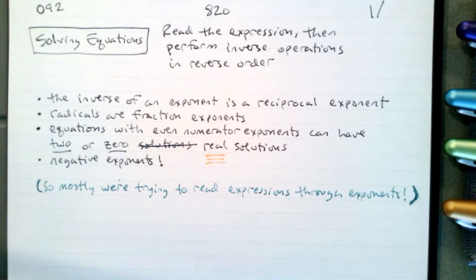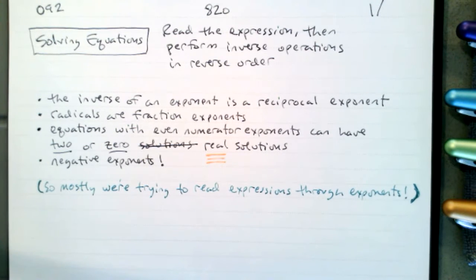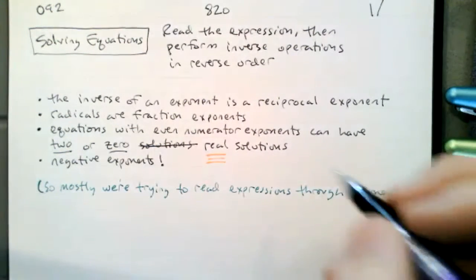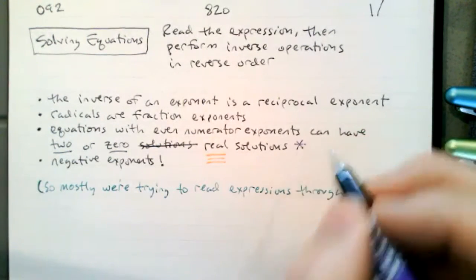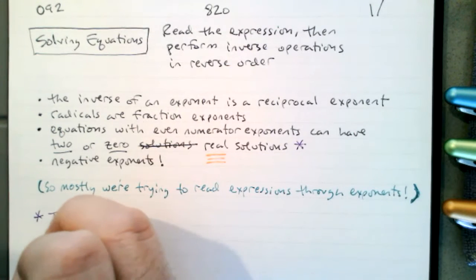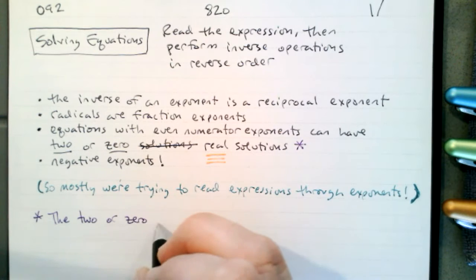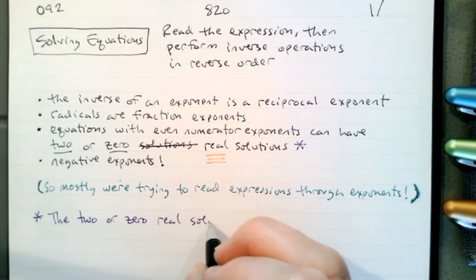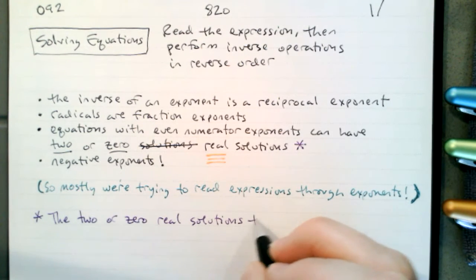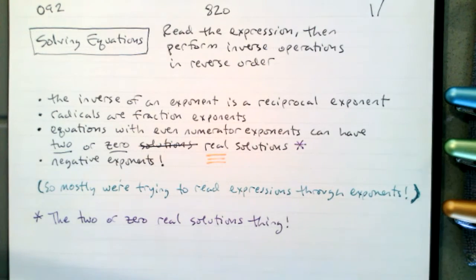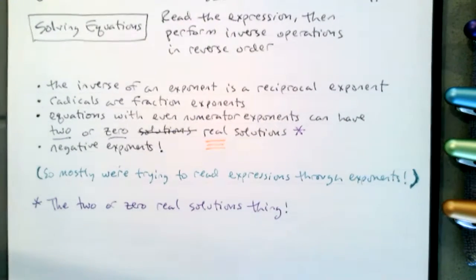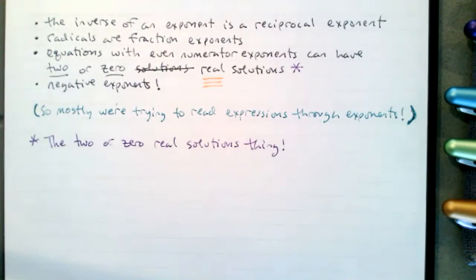Also, statements are harder to remember the more ors they have. The more exceptions that you have to put into things, the harder it is to remember. So I just lead with the 2 real solutions when there's an even numerator exponent. But this is what we want to look at today. The 2 or 0 real solutions thing.